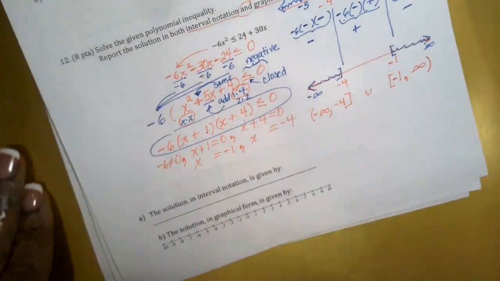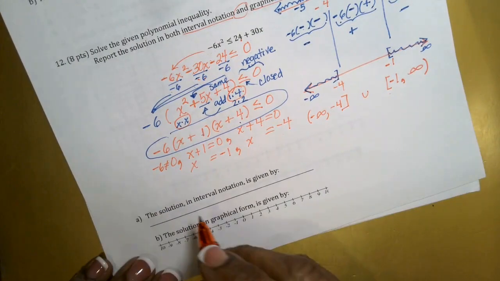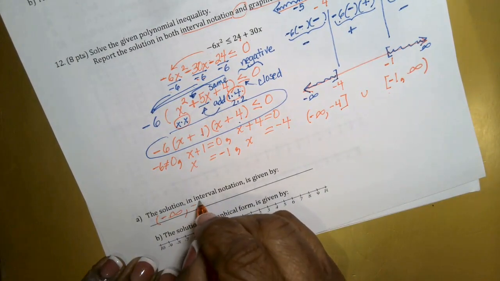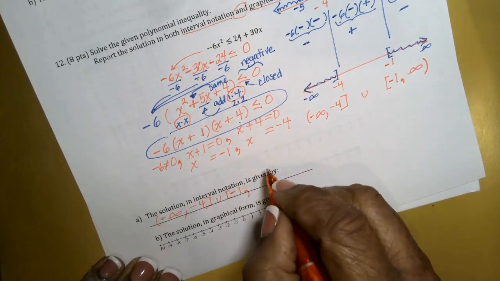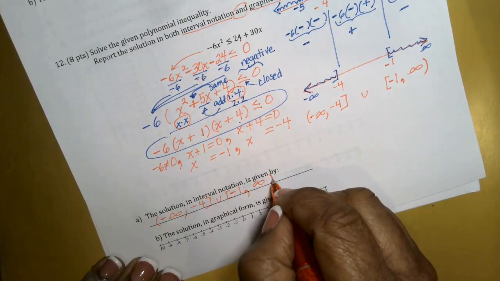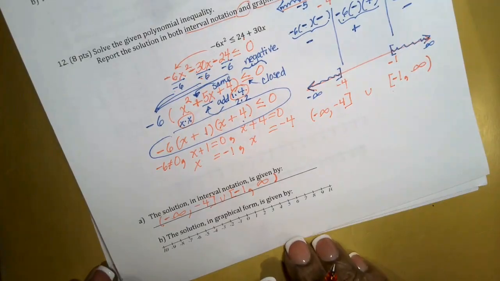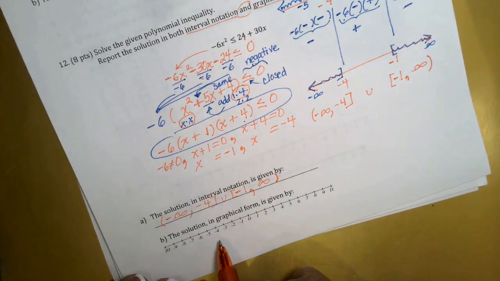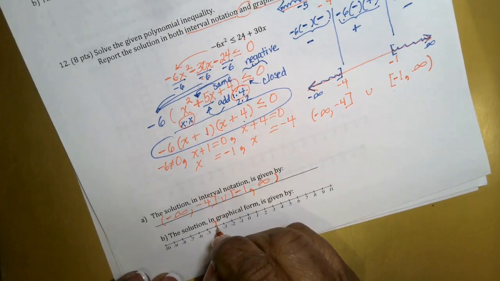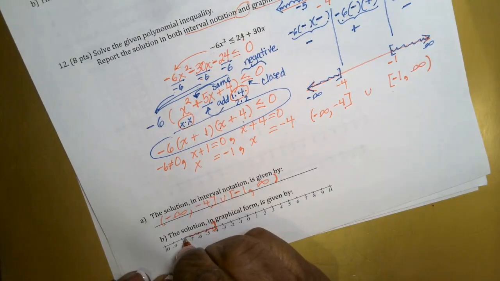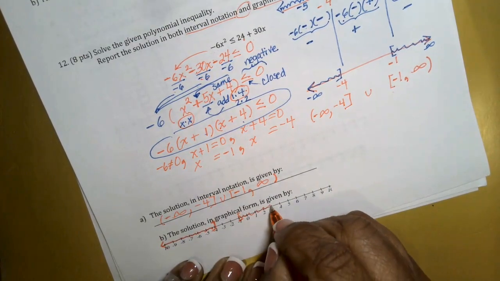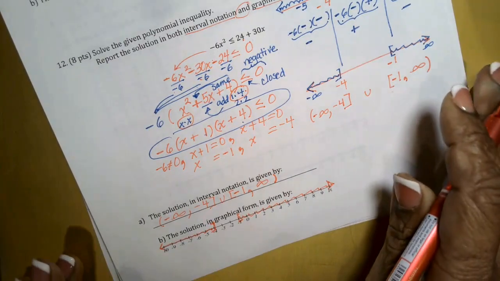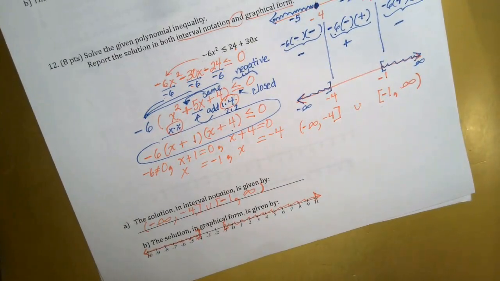So for part A, interval notation: negative infinity up to -4, bracket, united with -1 up to positive infinity. And then in graphical form, endpoint -4, and we shade to the left, -1, and we shade to the right. And there we have solved and provided solutions for this quadratic inequality.